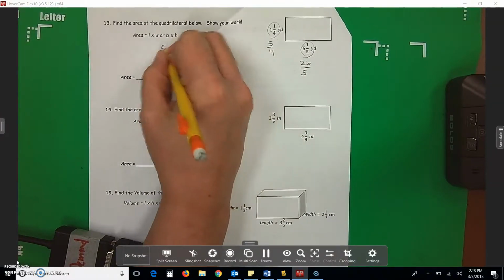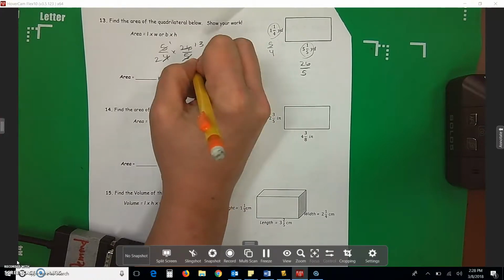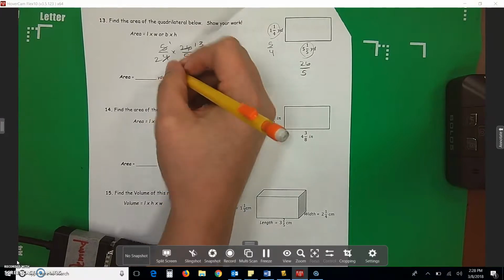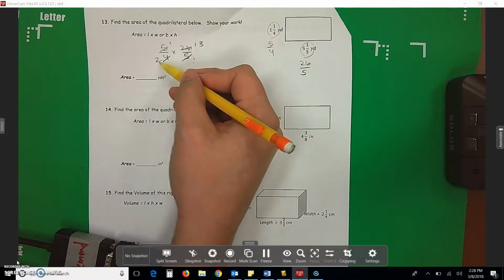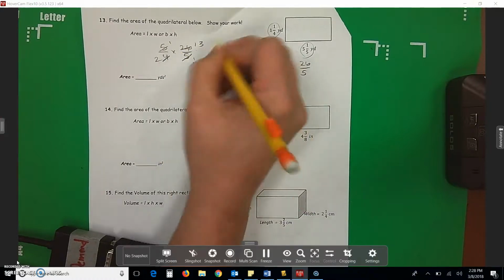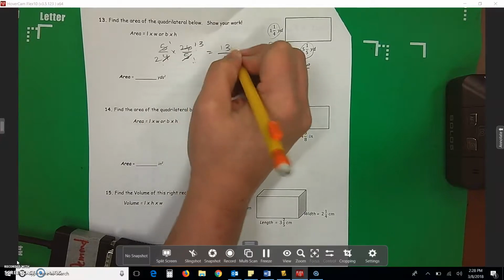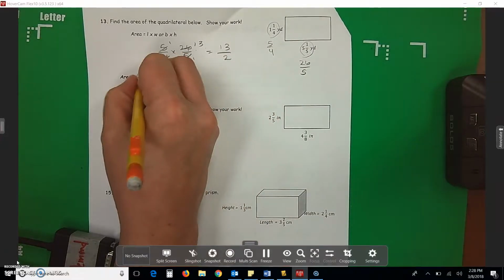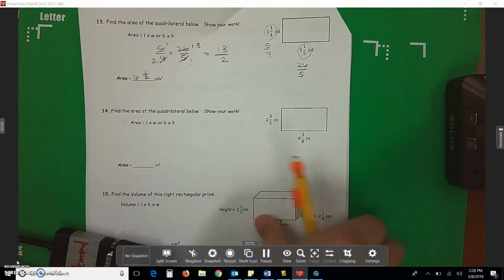I'm going to reduce. 5 and 5 are factors, so those are both 1s. 4 and 26 have a common factor of 2, so that's a 2, that's a 13. 1 times 13 is 13. 2 times 1 is 2. 2 goes into 13 6 times with 1 left over. So our answer is 6.5.